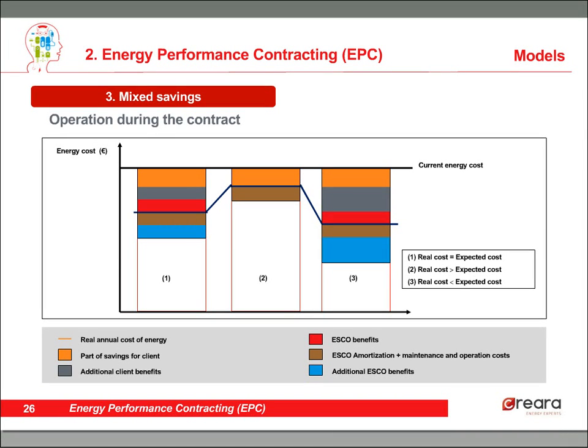Now, this would be again the chart explaining this mixed model. We've got the current energy cost, the three scenarios: performing as expected, worse than expected, and better than expected. Now, what we have as well is the part that is paid to the customer as a share of savings, and this part here will be the ESCO amortization and the additional ESCO benefits if savings are more than expected. Okay, so this model has things of both of them, with the first part of the savings which are guaranteed, and a second part of the savings which are shared. That first part of the savings usually is not shared, just guaranteed.